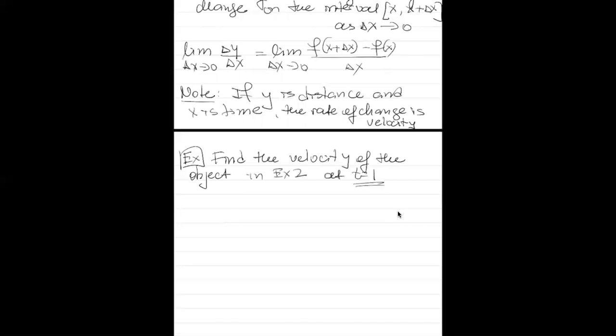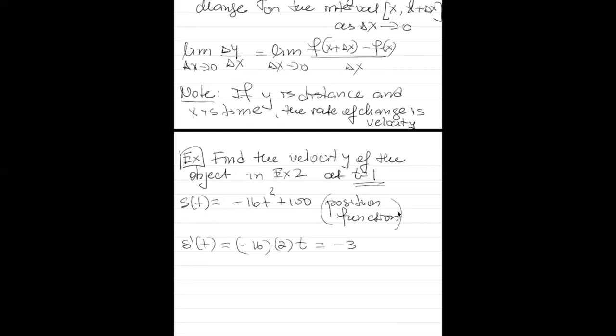The function from the previous example was negative 16 t squared plus 100. This is our position function. It describes the position of the object at any moment. The derivative of that function, according to the rules for differentiation, is negative 16 times 2t, which is negative 32t. So the derivative is the instantaneous rate of change, or the velocity, as a function.